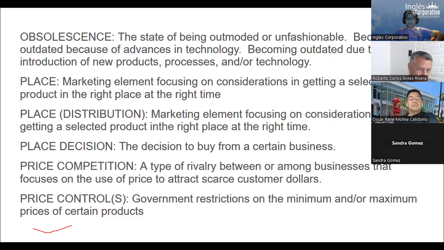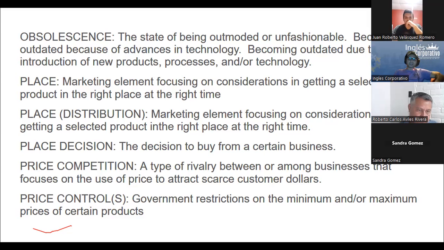I don't see any question there, any vocabulary. Price competition. Who wants to read price competition? Go ahead.